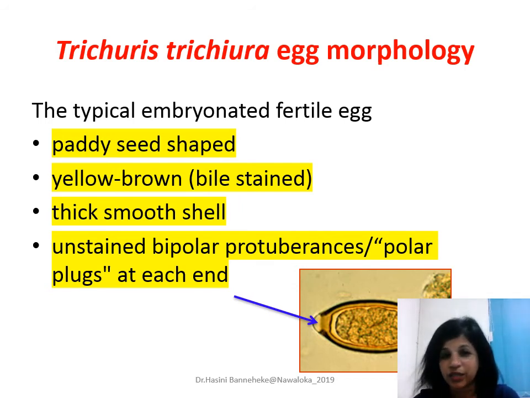Mind you, when you are writing Trichuris trichiura, the species spelling is not the same as the genus spelling, so you need to understand there is an extra I in the species.